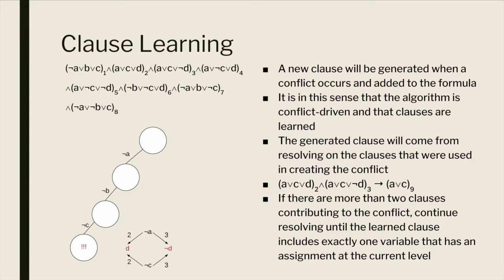Here, two clauses, 2 and 3, lead to a conflicting assignment, so the resolution of those two is the new conflict-learn clause. Note, if there are more than two clauses contributing to a conflict, we must continue to resolve upon those clauses until the learn clause includes exactly one variable that has been assigned at the current level. Here, the learn clause A or C has exactly one variable, C, that is assigned at the current guess level of 3.